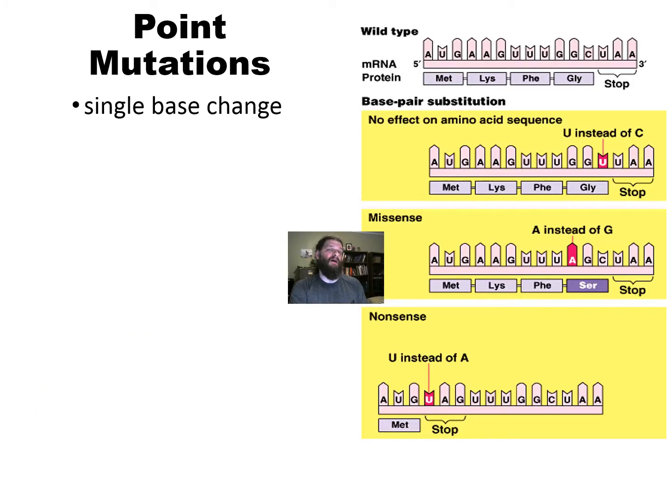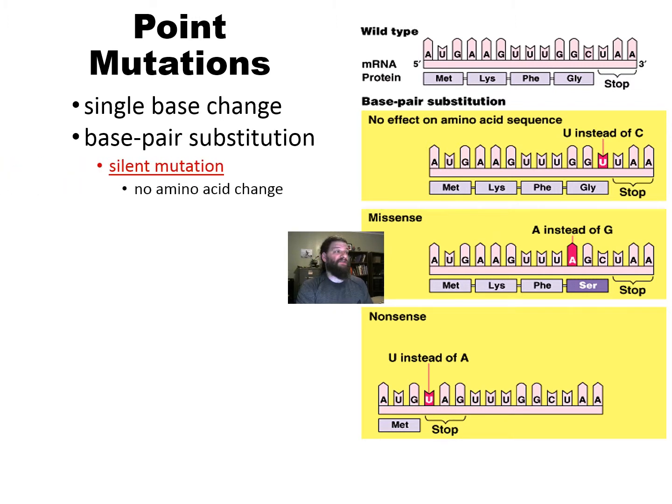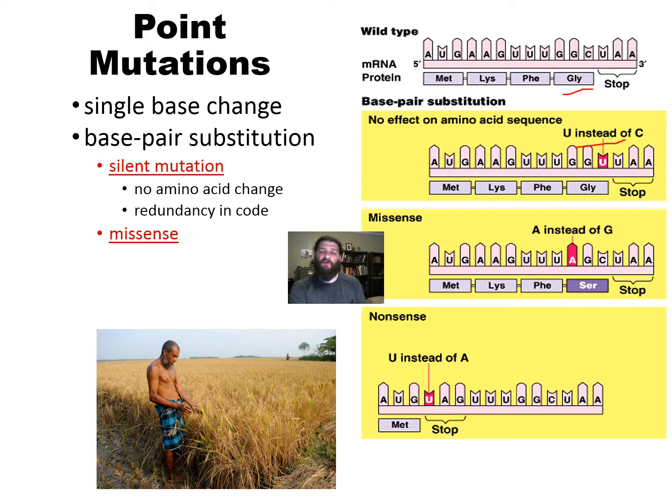This is an example of a point mutation where we're just changing a single base and replacing it with another base. A lot of times these are called silent mutations because there is no amino acid change. As we can see up in this example, the code for GGC for glycine is mutated to GGU instead of the GGC. But because there is this redundancy in the codes, GGC, GGU, they both code for glycine, and so there is no amino acid change.